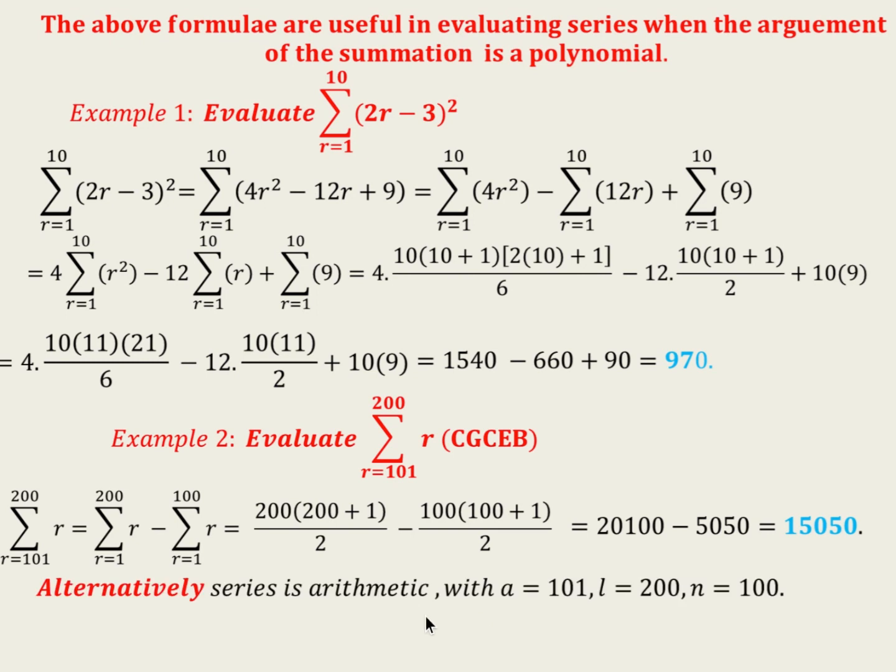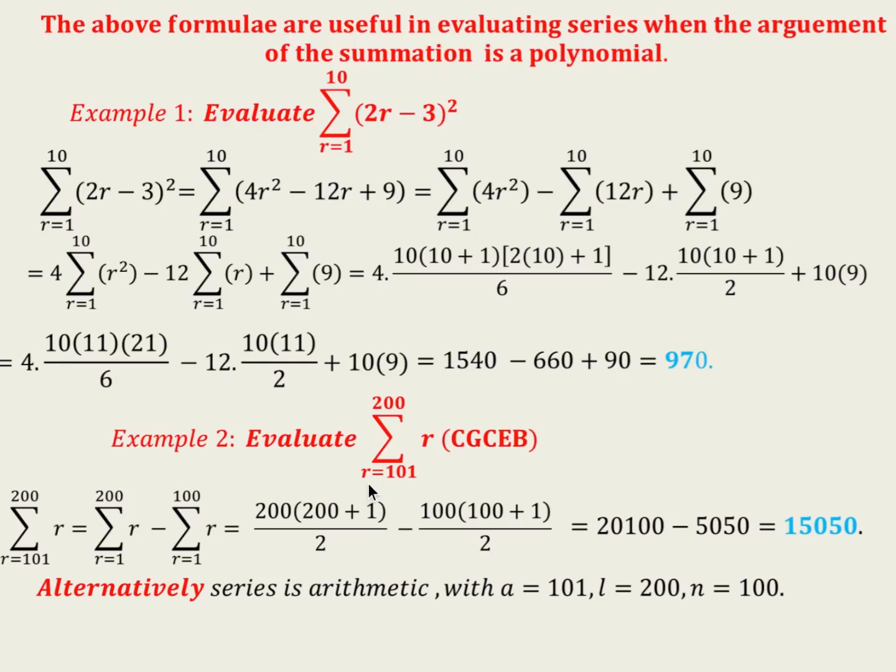There is actually an alternative method for evaluating that series. We note that it is an arithmetic progression, because when you start summing from 101, you are simply summing integers consecutively from 101 to 200. That is an arithmetic progression, because consecutive integers always form an arithmetic progression with a common difference of 1.